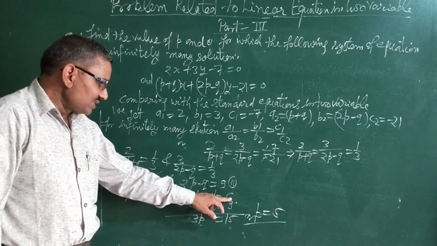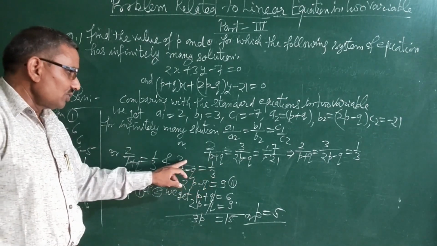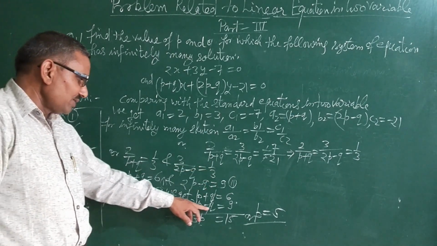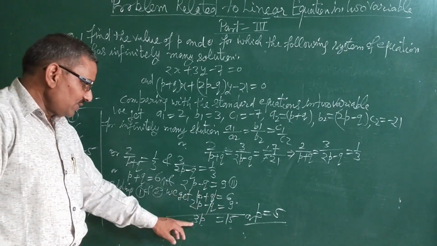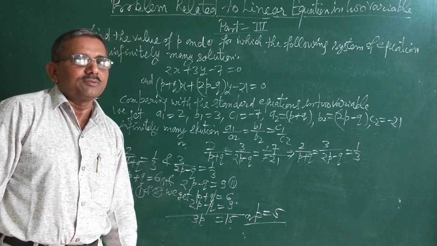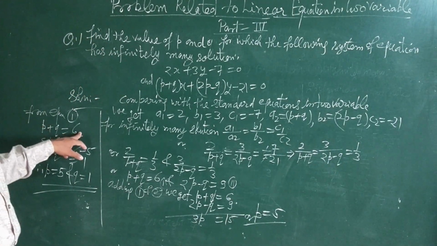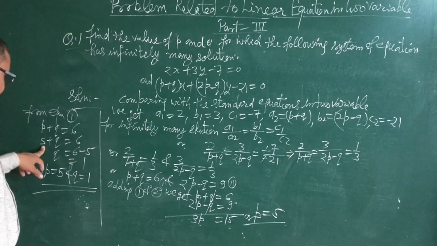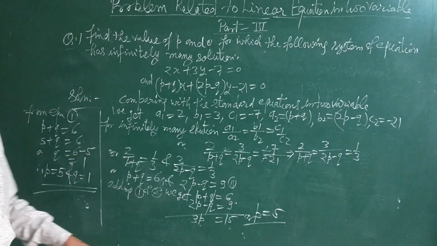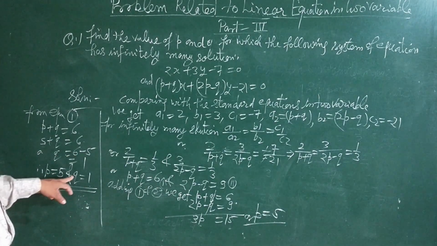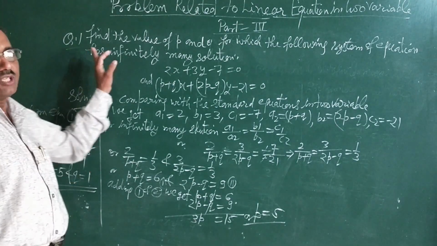p plus q is equal to 6 and 2p minus q is equal to 9. Adding both, q will be cancelled out. Now 3p is equal to 15, so p is equal to 5. Again putting the value of p in equation first, p plus q is equal to 6, 5 plus q is equal to 6, so q is equal to 6 minus 5, which is 1. Therefore p is equal to 5 and q is equal to 1. This is all about this question.